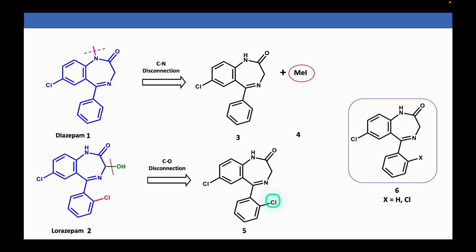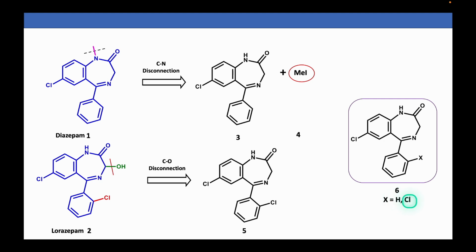This structural similarity allows unifying the retrosynthesis from intermediate 6. The disconnections and functional group transformations will be applied to the common structure 6, where the difference is the group X, which in the case of diazepam corresponds to a hydrogen atom, and in the case of lorazepam, to a chlorine atom.